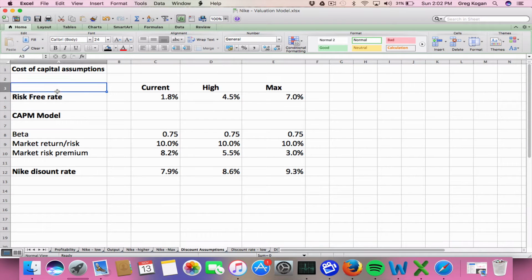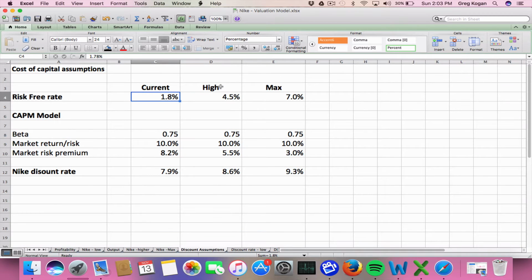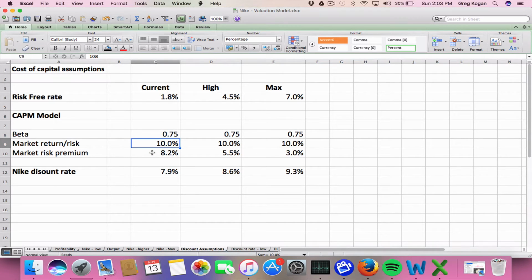Hi everybody, we're continuing this week with working on the equity valuation model, and this week what we're working with is the cost of capital assumption, to figure out what is going to be your cost of capital, the discount rate, and then use that to estimate the value of the stock. So what I did was I used the CAPM model to come up with the risk-free rate and the beta of the stock and the market risk assumption, and then using that to basically come up with the Nike discount rate.